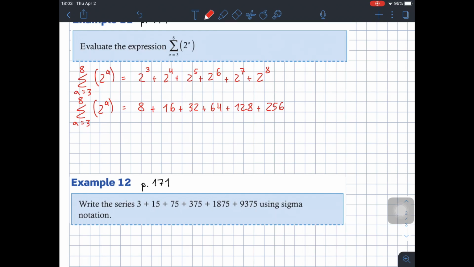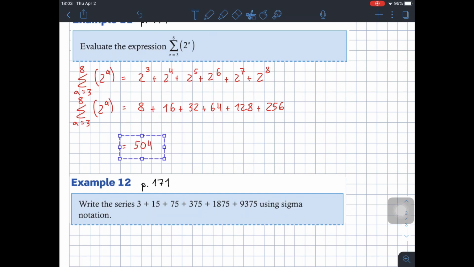Okay, so if we add this, the addition will be kind of tough here. I'm going to do it with a calculator, but just not waste too much time on this. This gives 64 plus 128 plus 256, 504. You can always check this by using the sigma notation in the calculator. 2 to the power of x, let's see if this is correct, x from 3 to 8. Yes, 504 is the correct result.